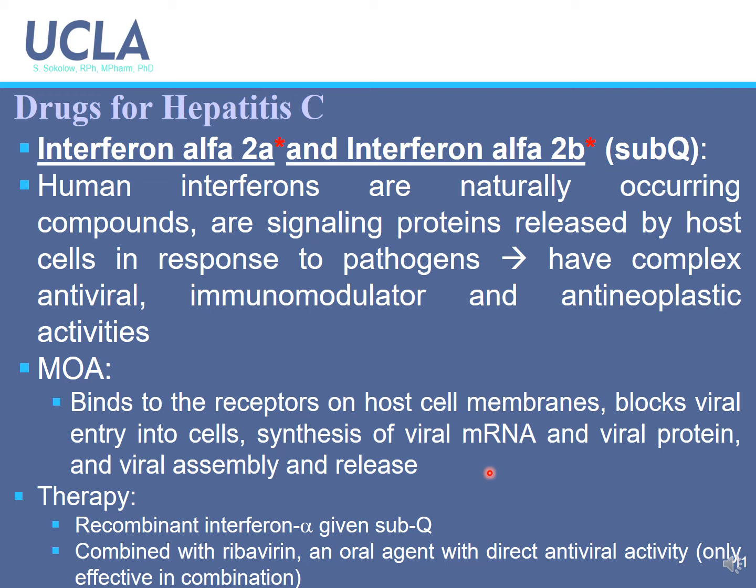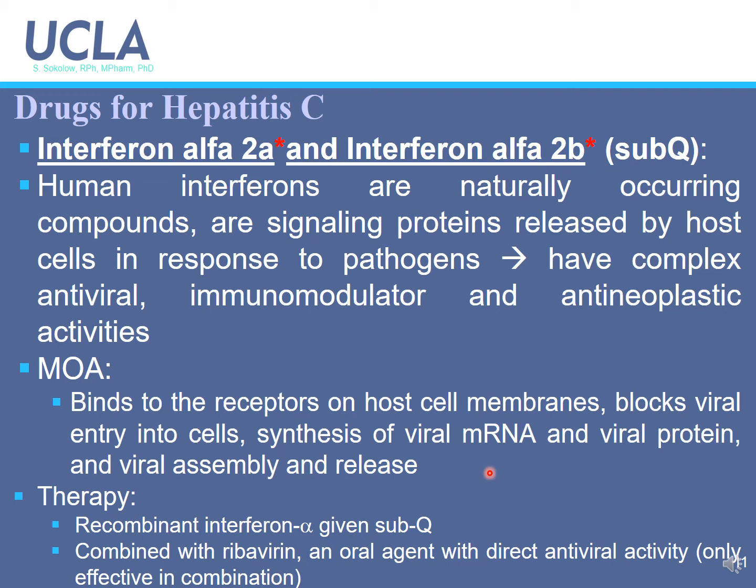By giving a patient a recombinant form of interferon alpha 2A or 2B, those recombinant interferons bind to the receptor on the host cell membrane and then block the viral entry into the cell, block the synthesis of the viral RNA and viral protein, and later block the viral assembly and budding of the virus from the cells.